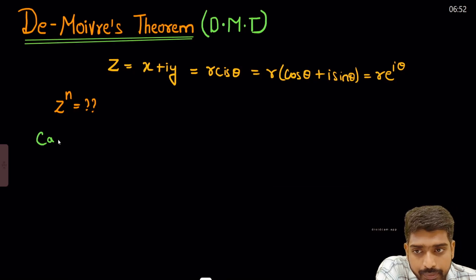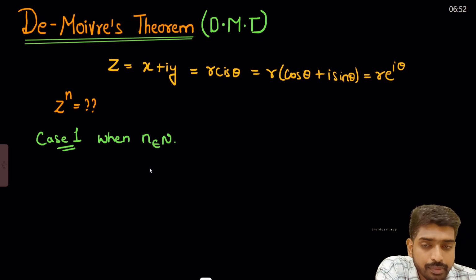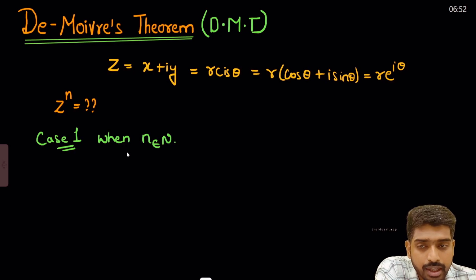So case 1, when n is a natural number. And in case 2, we will see when n will be in the form of 1 by 3, 7 by 3, means in the form of p by q, any rational number. Got it? So first we'll see.